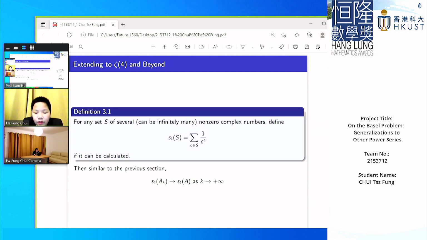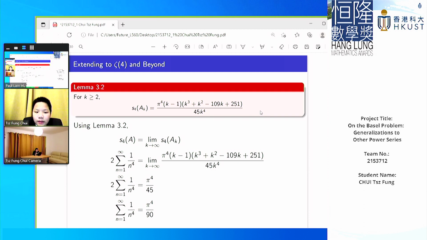To find Theta 4, we first have definition 3.1 as shown on the slide. Similarly, we have S4 equals 2 Theta 4. Then similar to 2.10, we can deduce that S4AK tends to S4A as k tends to infinity. Now it's left to find a formula for S4AK.